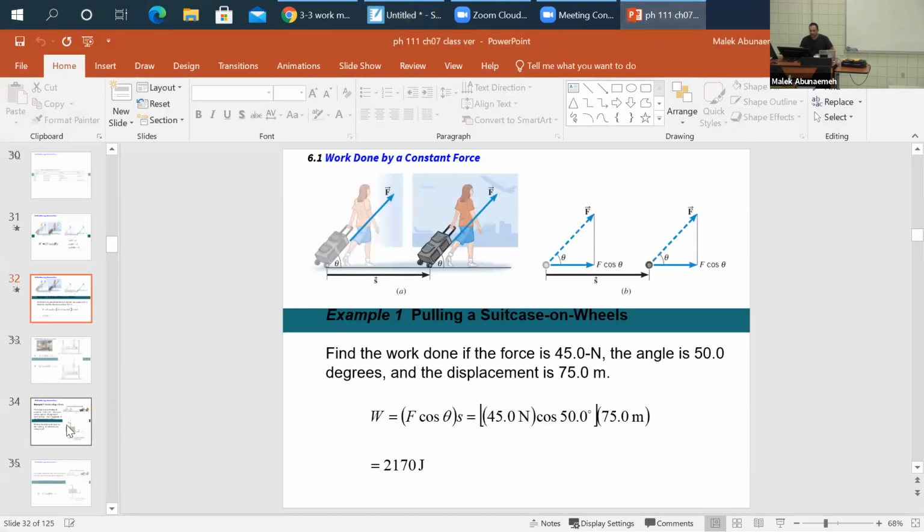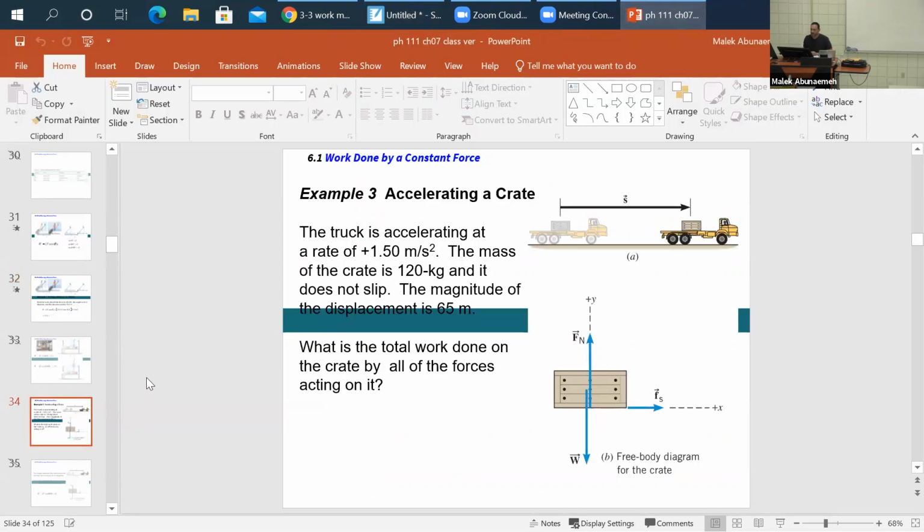Go back over here. Then we have another question. So let's say it's accelerating at a rate of 1.5 meters per second squared. And the mass of the crate is 120 kilograms, and it does not slip. The displacement is 65 meters. What is the total work done on the crate?